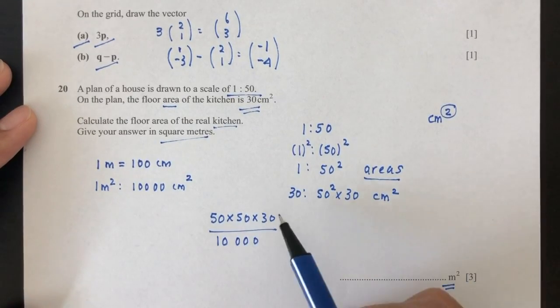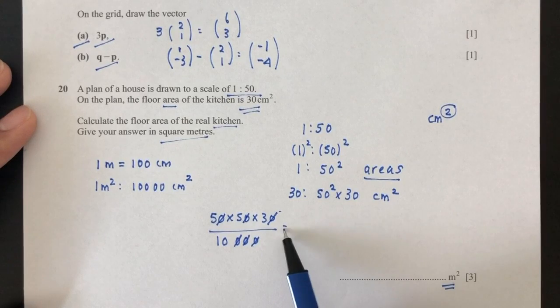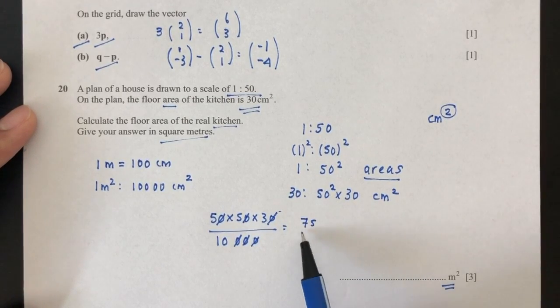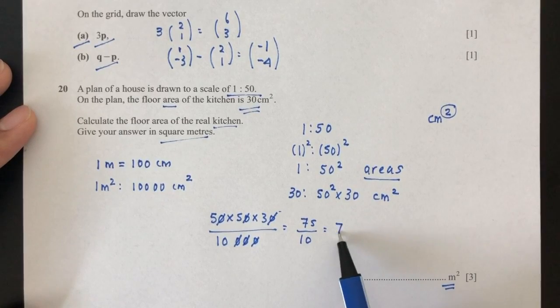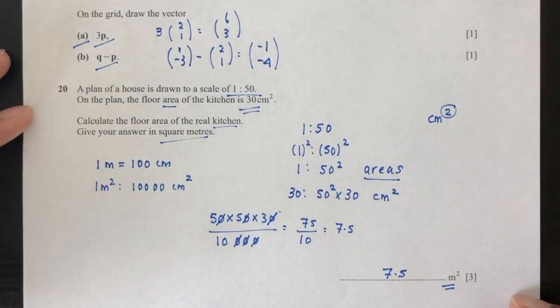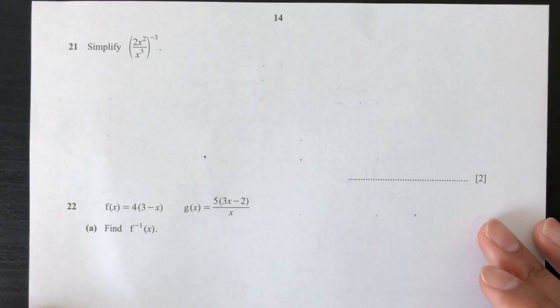So simplify, the zeros go away. You will have 5 times 5 is 25, times 3 is 75. Divided by 10, that will be 7.5. 7.5 meter square for the real kitchen. Okay, let's move on to question 21.